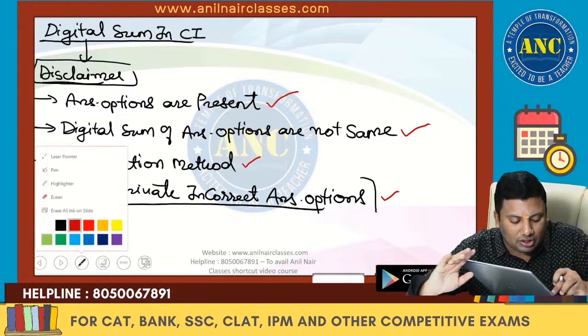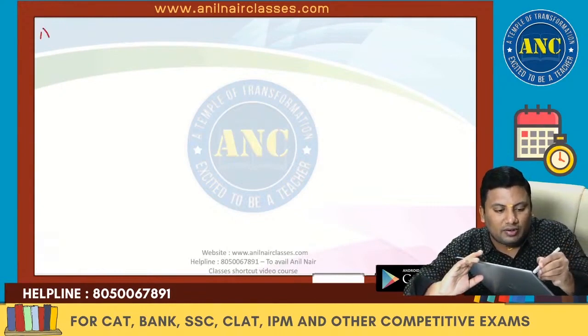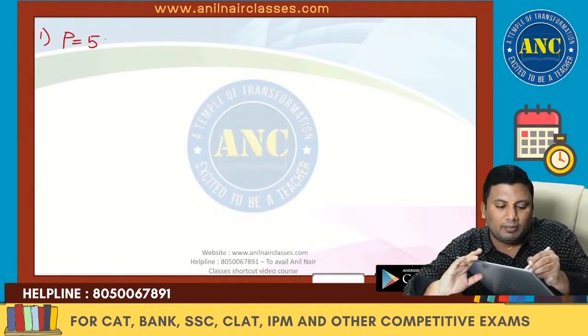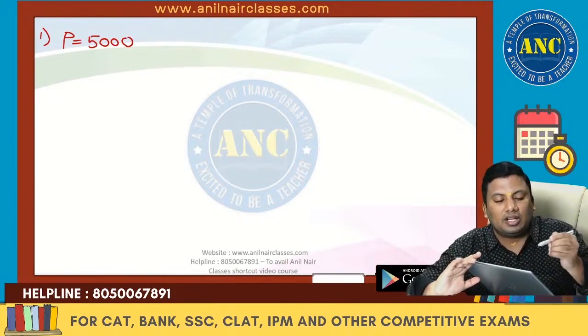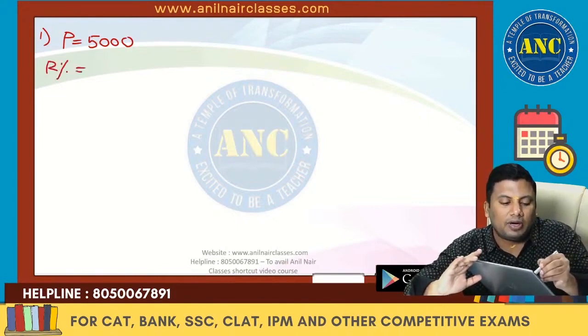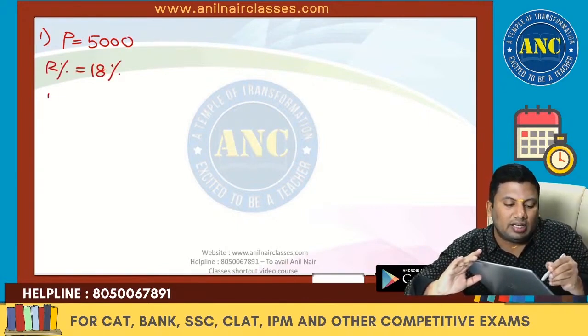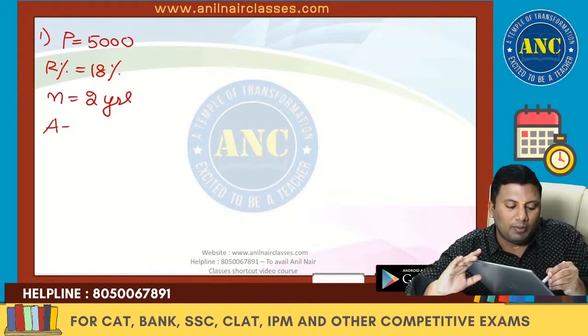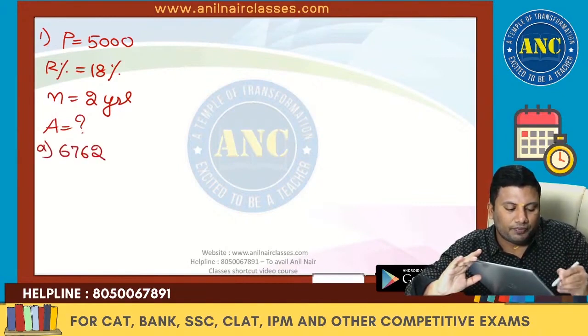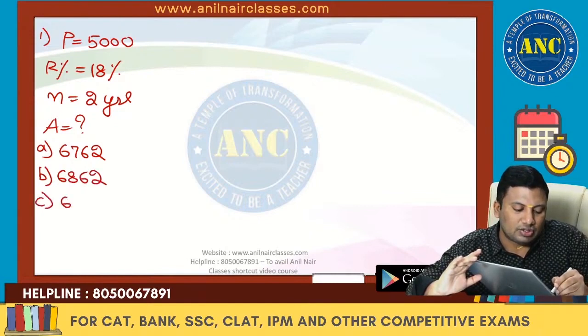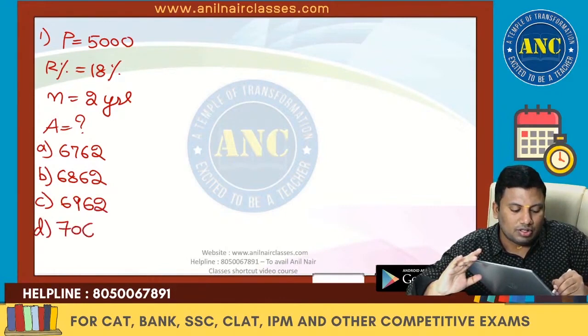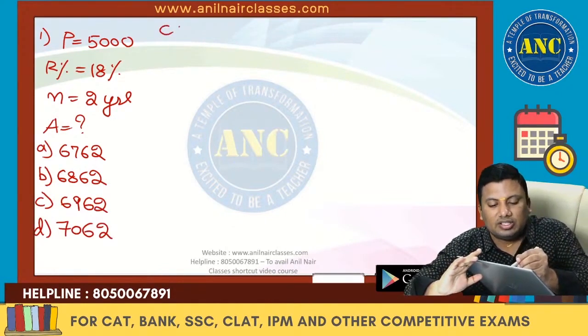Please write down the first question. P is 5,000, R percentage is 18%, N is 2 years. Amount is how much? Options: 6762, 6862, 6962 and 7062. This is in CI.